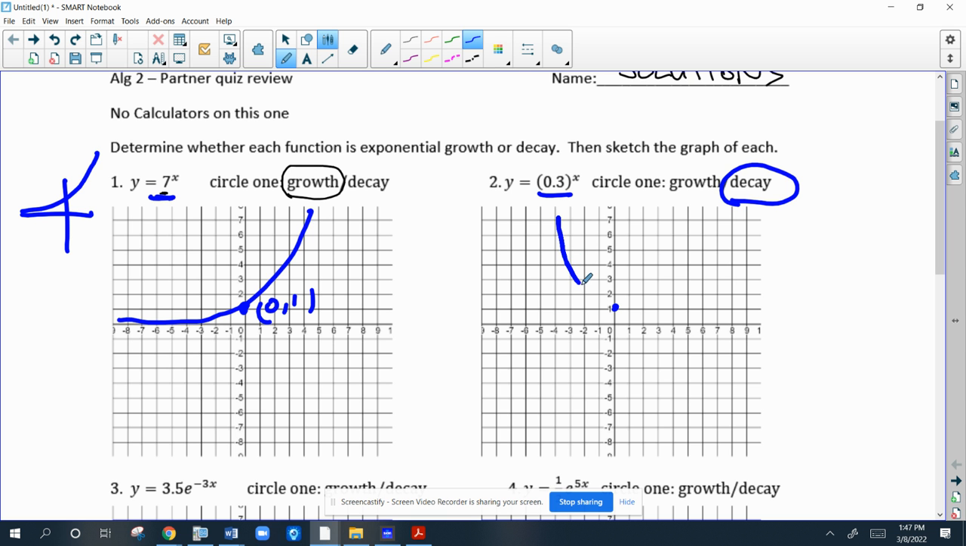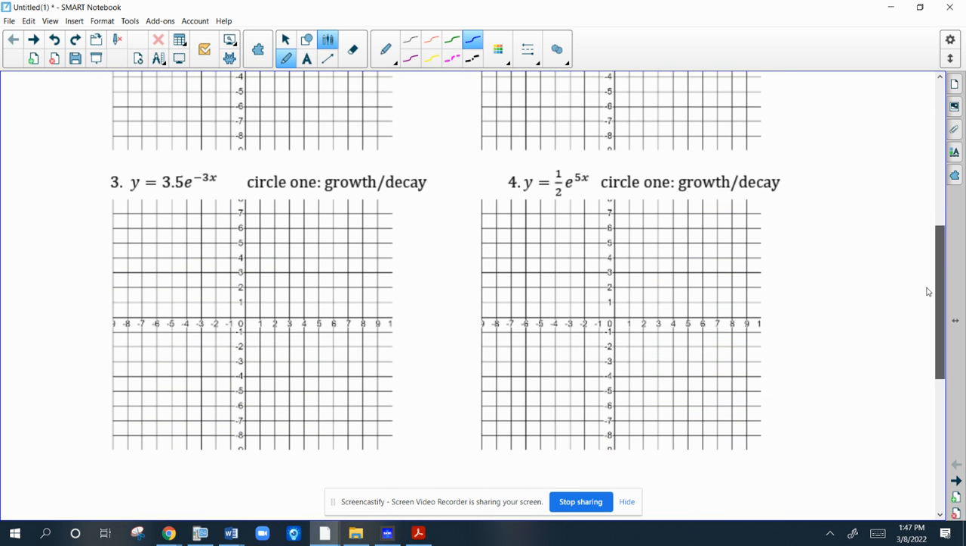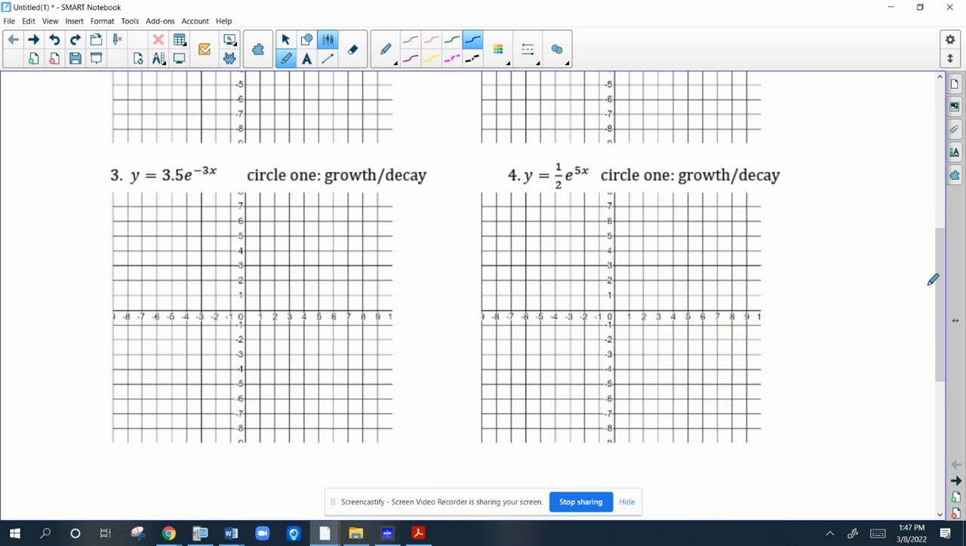And now its horizontal asymptote is going to be on the right-hand side. That's it. That's the difference between this one and this one. Now the next two are the natural exponential functions. So these are a little bit different because e is the base. So think of them like this.